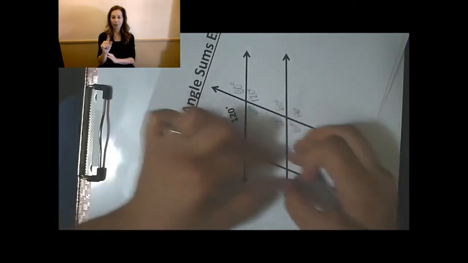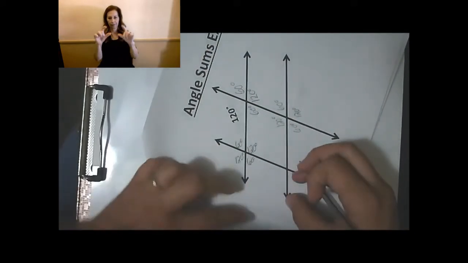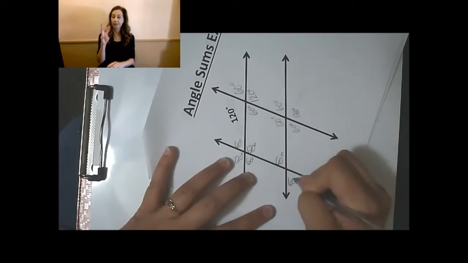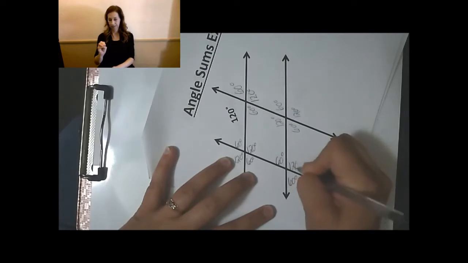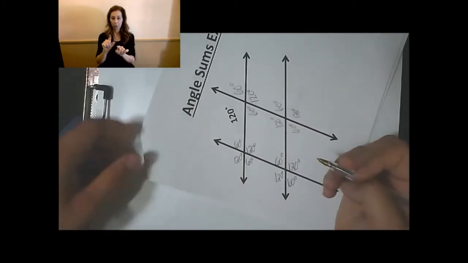I can look at from here to here, or from here to here. It's going to be the same thing. Okay, so if this is 60, this is 60 degrees, this is 60 degrees. If this top right is 120 degrees, it corresponds to this one. This 120 corresponds to this one.